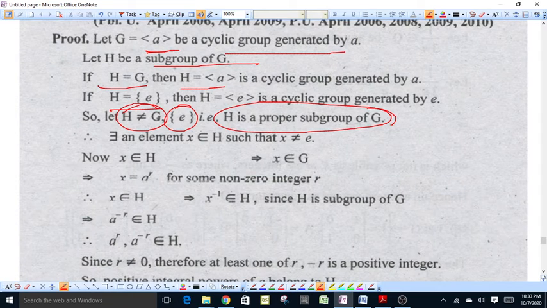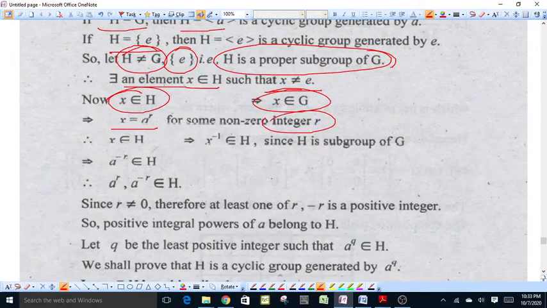Therefore, there is an element x of H such that x is not equal to the identity element. Because H is a subgroup of G, every element of H also belongs to G. Since H is a subgroup of G, if x belongs to H, that implies x also belongs to G. Because G is a cyclic group, x will be equal to a raised to power r, where a is a generator of G, for some non-zero integral power r.